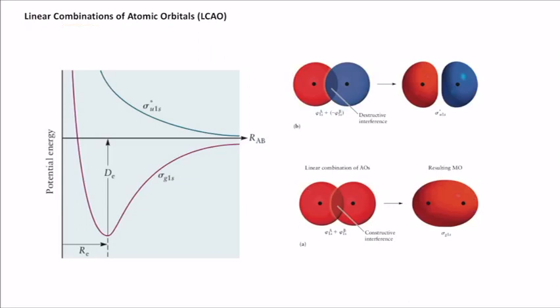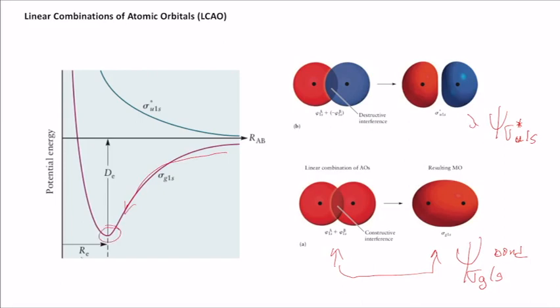Okay, so now we can get a full picture. Here we have the 1s orbitals coming together to form a new wave function. This new wave function is known as sigma g 1s, and in this case it's a bonding wave function. In this case we have the wave function known as sigma star u 1s. Why u? Because it's antisymmetric.